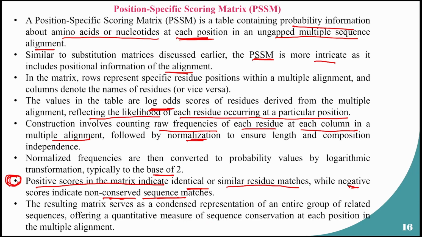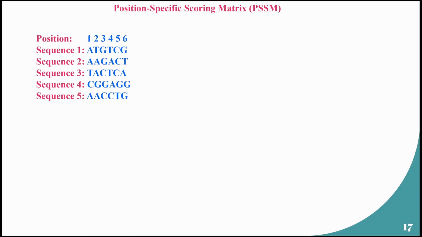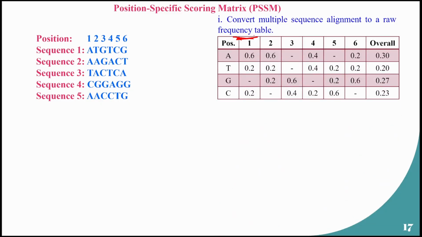the non-conserved sequence matches. So ultimately, if you look at the construction here, in this case we have 5 sequences. For each sequence, we have 6 positions. And we see some particular bases are present in each of these positions. Now, first you have to convert this multiple sequence alignment to a raw frequency table. So how do you do that? You do it very similarly.